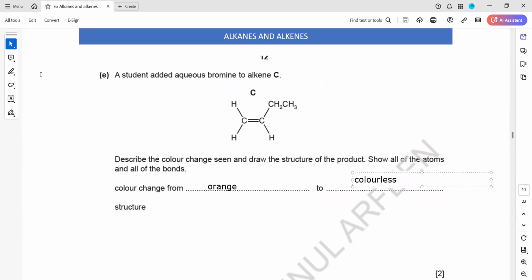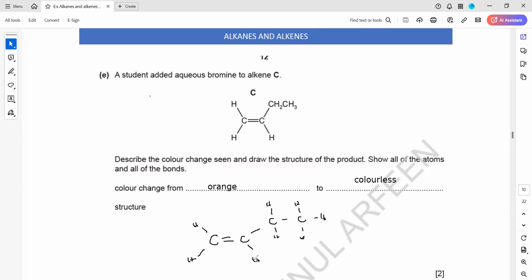And then the structure, as I mentioned, whenever alkene reacts with bromine, the double bond will break. So first we will draw the same structure. The double bond will break. And we have to show all the atoms and all the bonds. So if it's written CH2, then we have to show that this will be CH2. And then next to that is CH3. So this is CH3.